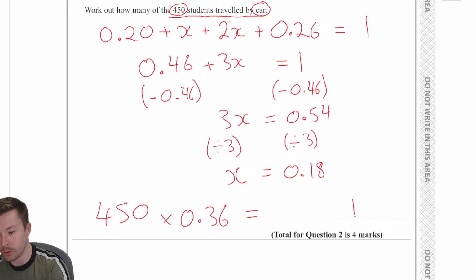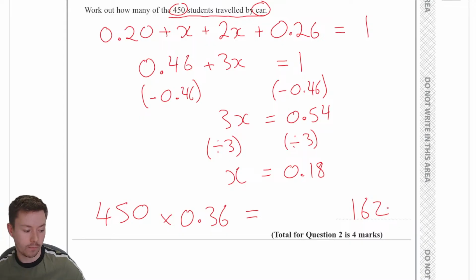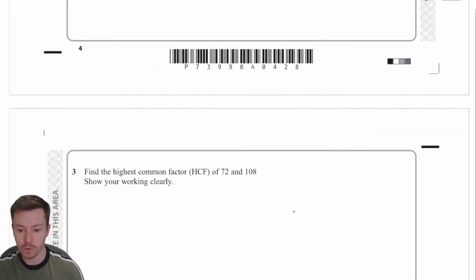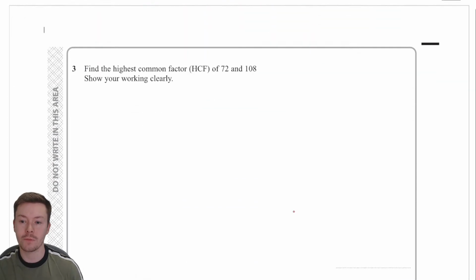And that is 162. Okay. Moving on then, next question. Find the highest common factor of 72 and 108.